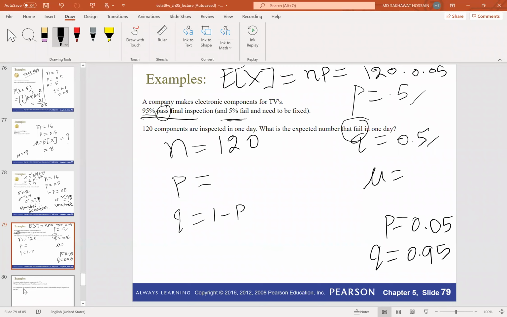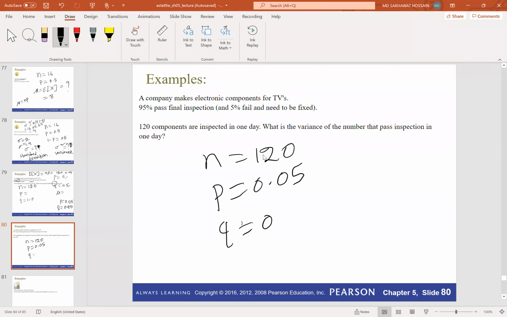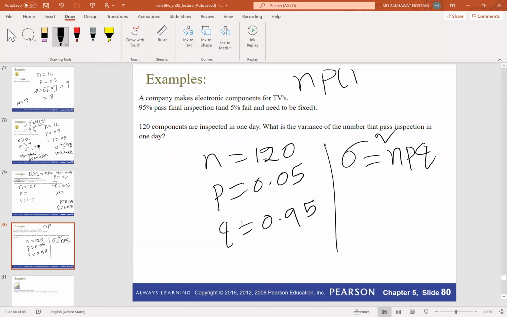So let's go to the next example. What is the variance? All the information is the same. That means n is 120, p is 0.05, and q is 0.95. So we have to find the variance. We know that sigma squared is equal to n times p times q. Or you can say n times p times 1 minus p. They are the same, because q is 1 minus p.